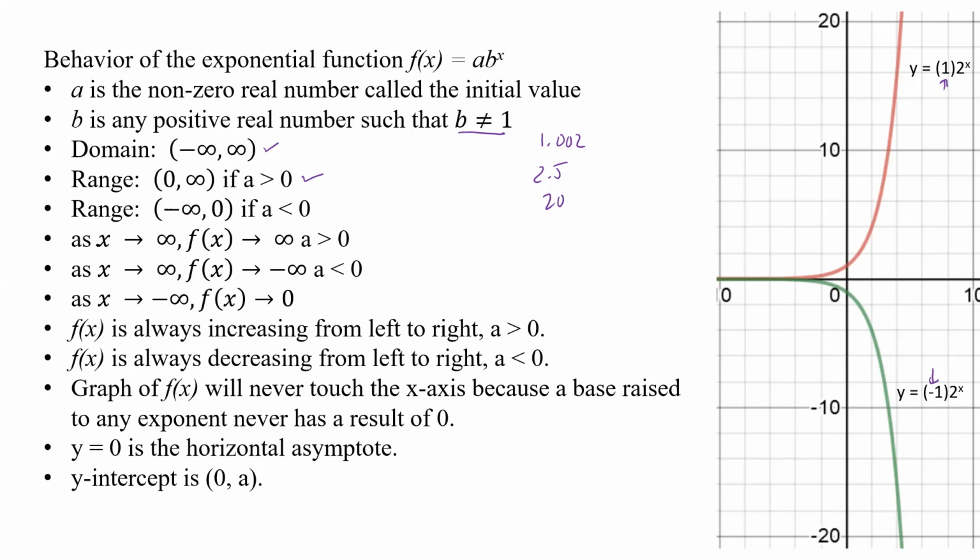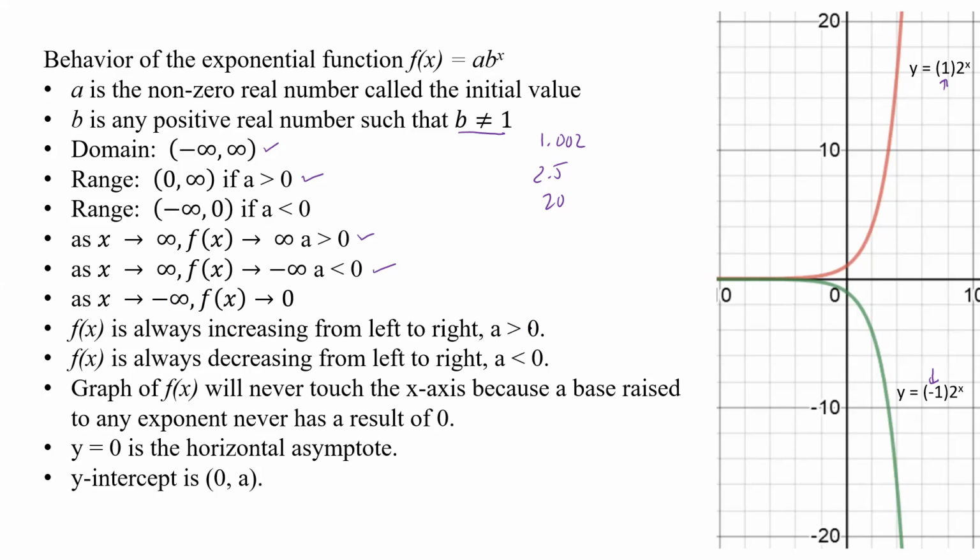Okay. Now, as x goes to infinity, as x goes this way, what does f of x do? Well, it goes to positive infinity for a greater than 0, and so we'll see that. And as we go this way and a is negative, it's going to go to negative infinity. So we see that for that one. Now, as x goes to negative infinity, as it goes this direction, what happens? Well, they both approach 0. Now, they never touch and equal 0. They just approach 0 and get very, very close, okay?